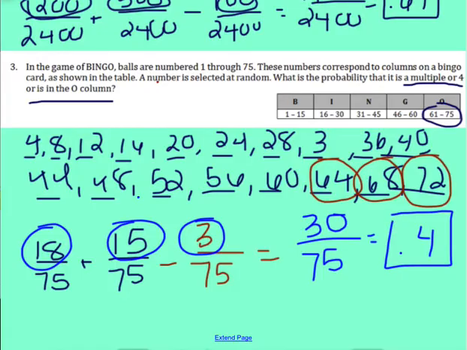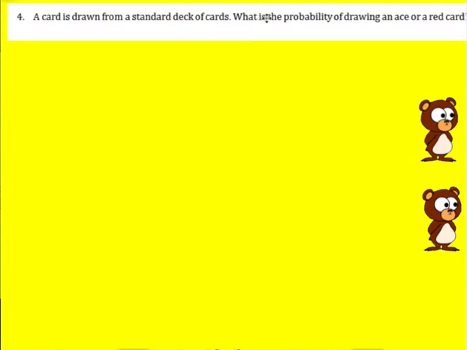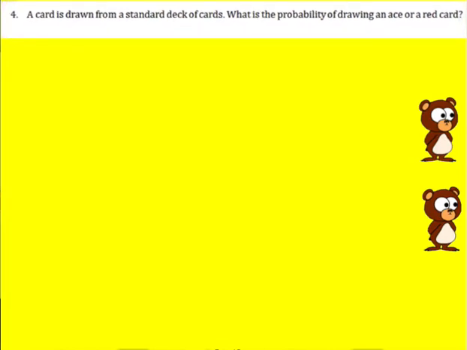Next, let's take a look at number 4. For number 4, we want to calculate that probability. We want to find the probability that a card is drawn from a standard deck of cards. What is the probability of drawing an ace or a red card? What we're going to do is calculate each of the probabilities before and after the or first. So what's the probability of it being an ace?